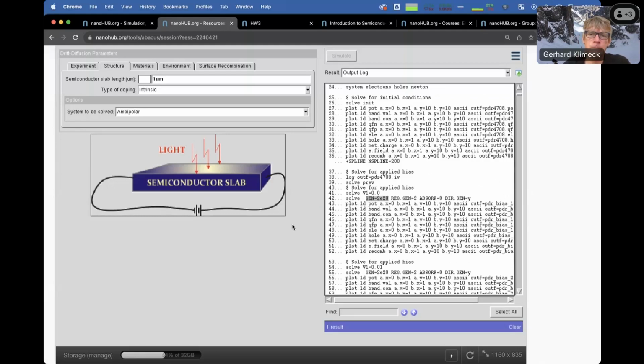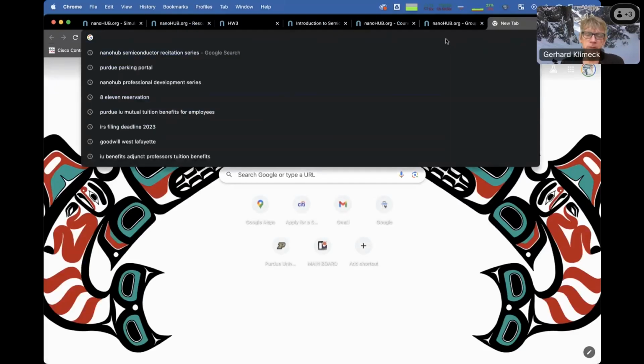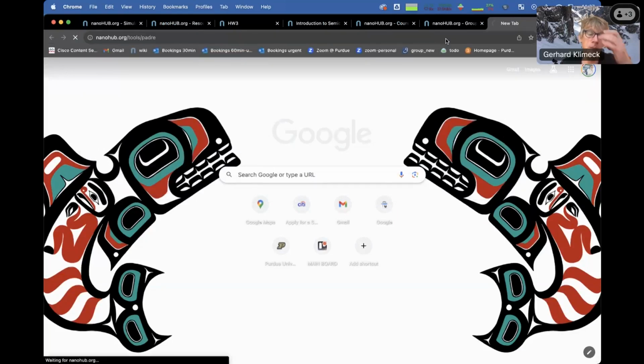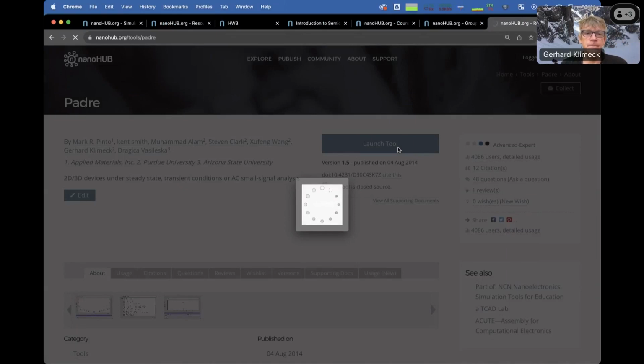Okay, someone asked, does the tool support script-based operation? For example, does it take script input instead of selecting inputs from the menu? So this is the app version of Padre. If you really want to delve into Padre itself, you can go to nanoHUB.org, tools, Padre. This Padre tool has been used by 4,000 people, and you can launch it.